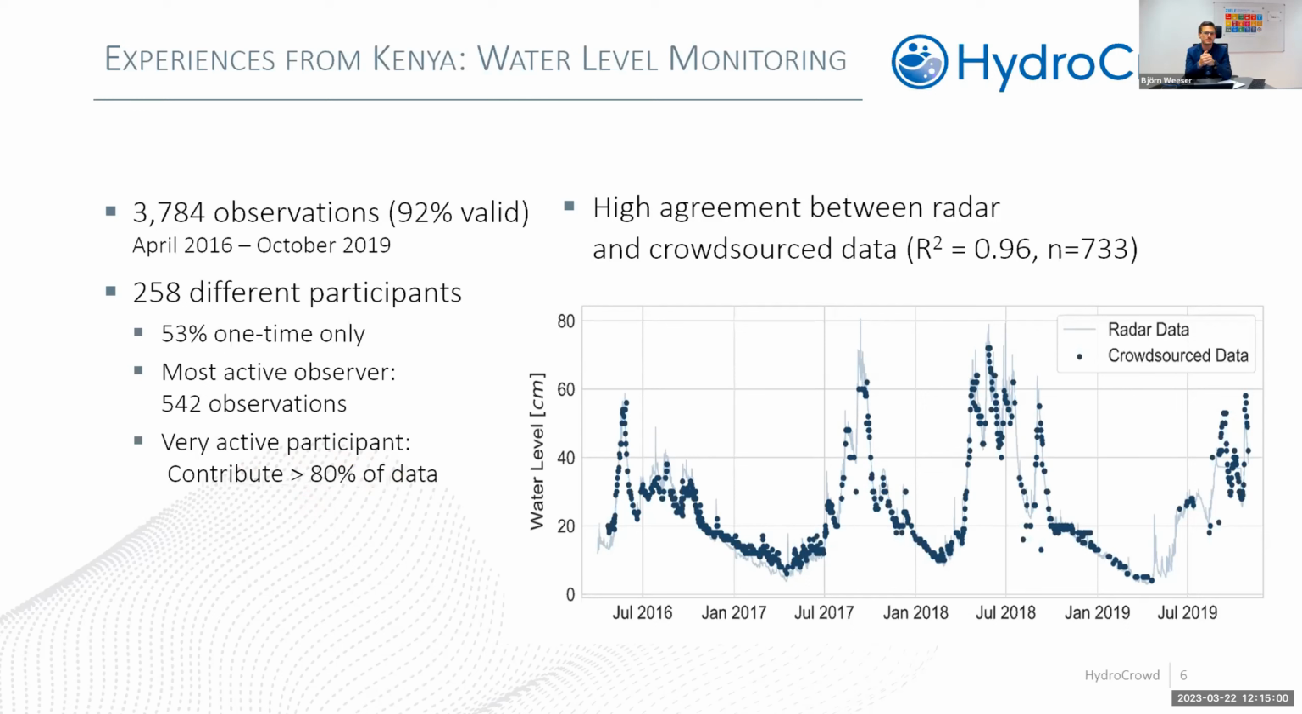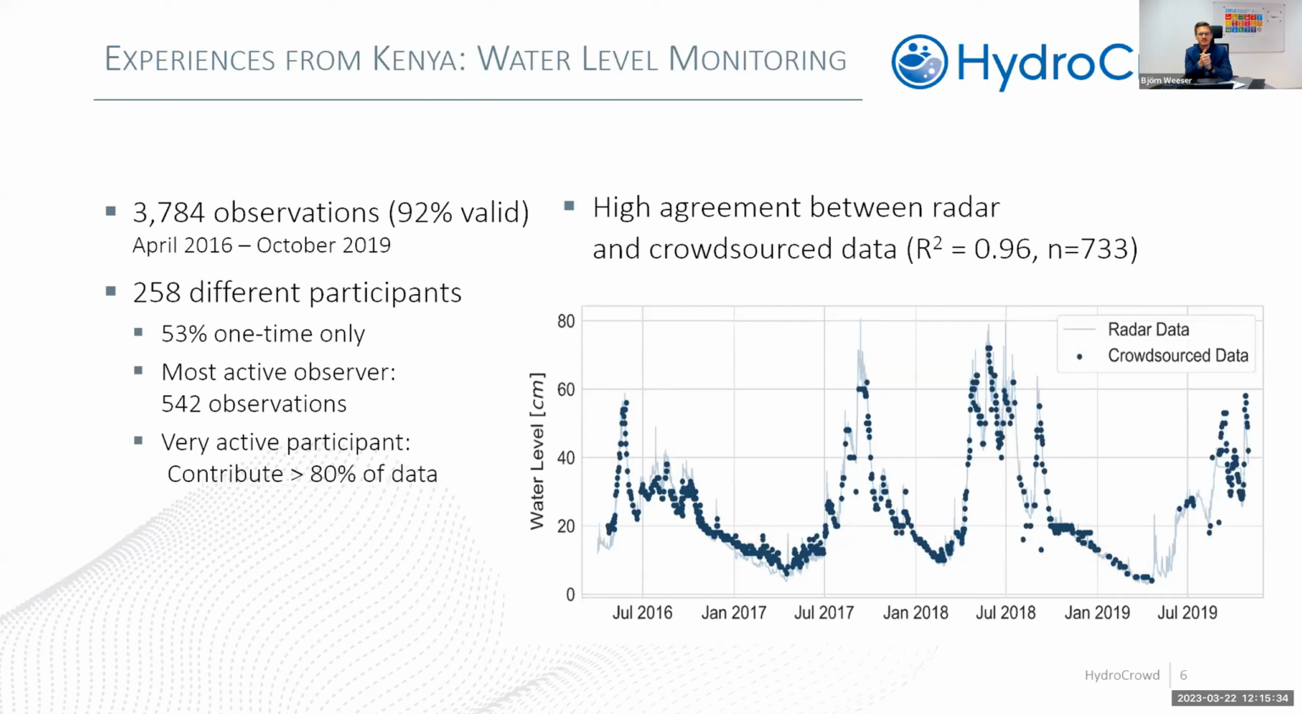Regarding the data quality, we saw very excellent agreement between the crowdsourced data and the data of a radar sensor, which we installed a little bit upstream of one station to have some reference. That's what you can see here on the graphic. We have this blue line as the radar data and the blue dots as citizen science collected data. You see we have a very good agreement, and the peaks are well covered, as well as the base flows.